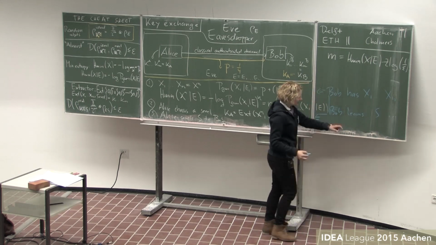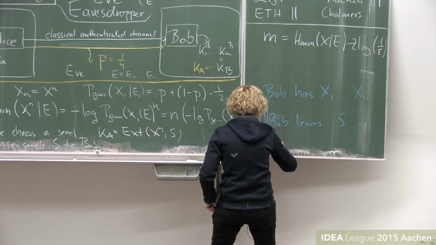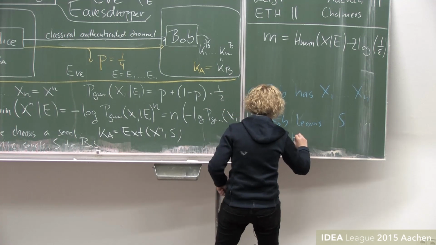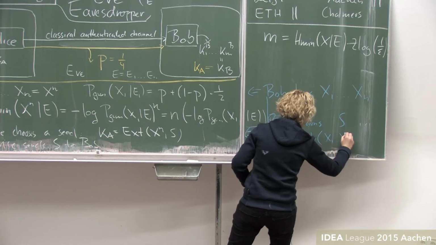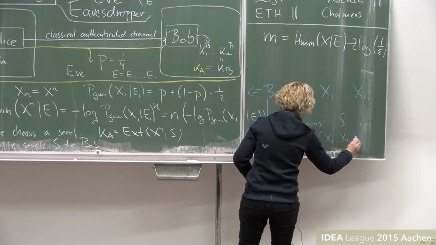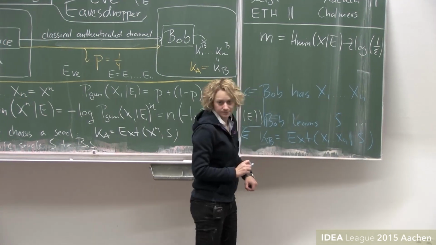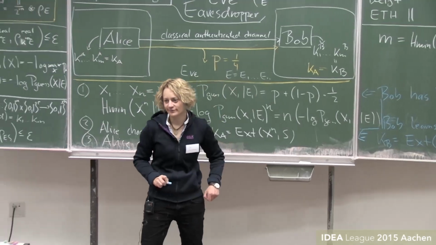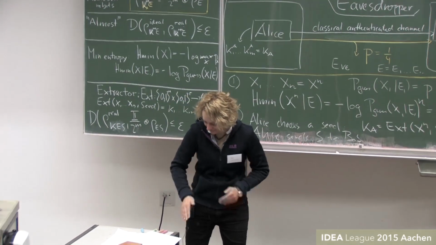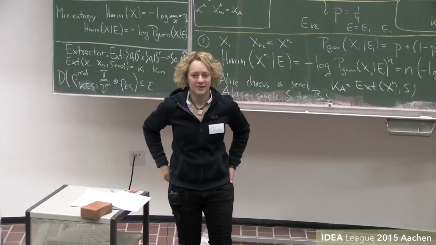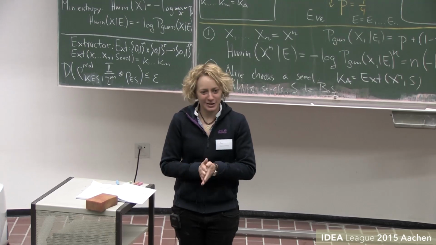So Bob learns the seed S, which means that he can now also compute KB. Okay, very good. We have exchanged a key, yes?